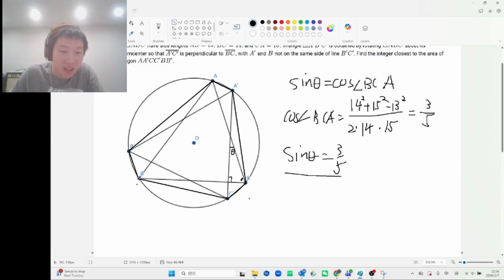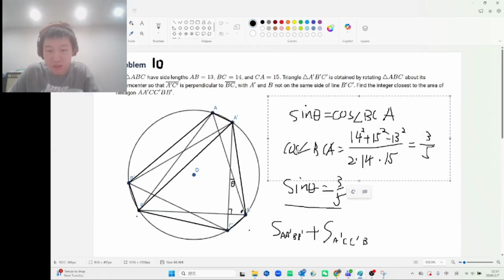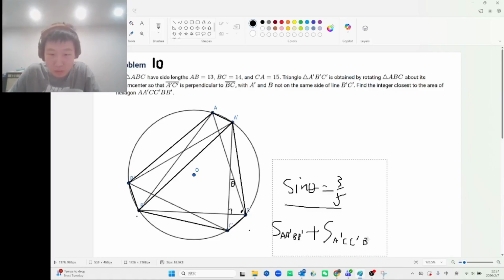What I did is connect BA'. In this case, I separate the hexagon into the area of AA'BB', the upper one, added to the area of A'CC'B, the lower one. Why am I doing this? Because these two areas are so easy to compute. Let me show you why. Let me delete these and move these up.